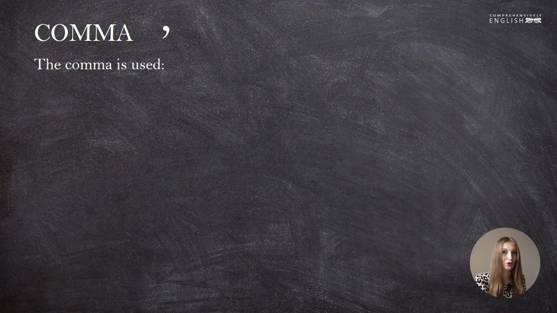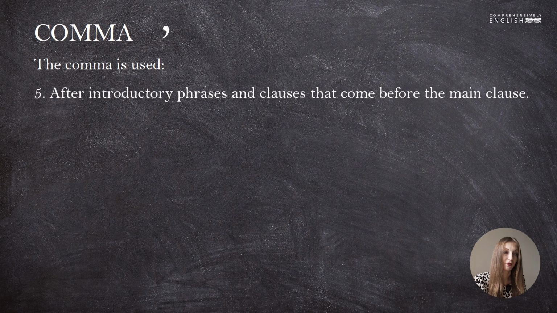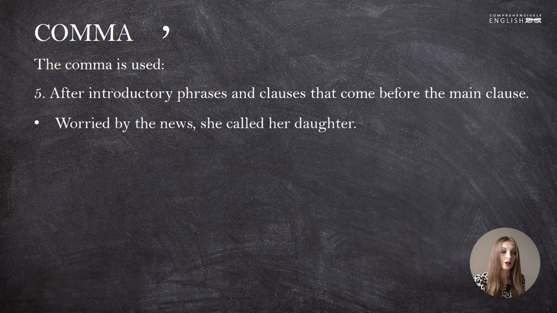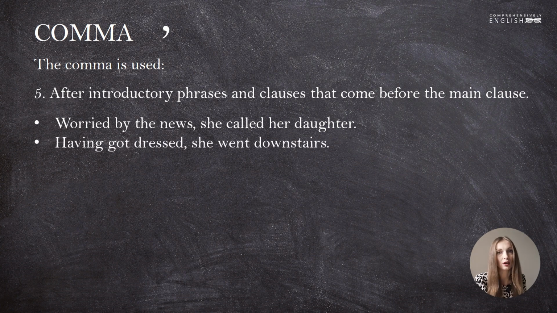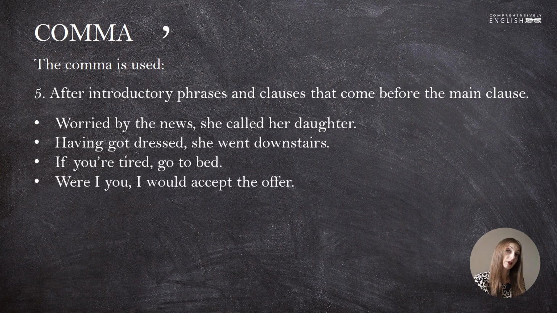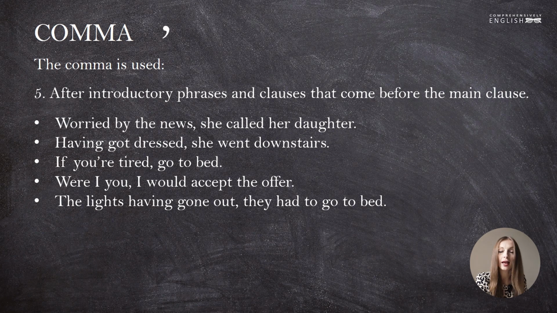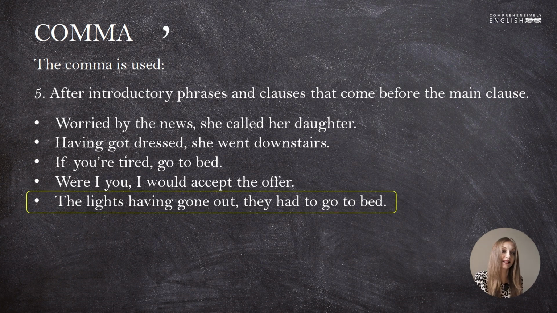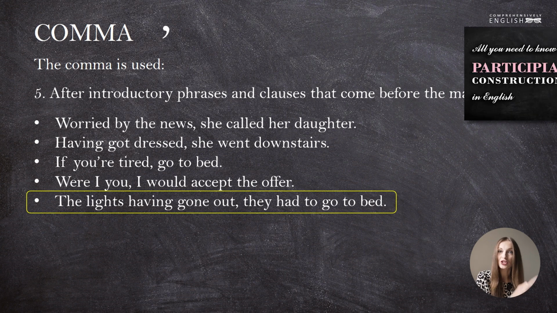The next place where we should use the comma is after introductory phrases and clauses that come before the main clause. Let's see. "Worried by the news, she called her daughter." "Having got dressed, she went downstairs." "If you're tired, go to bed." "Where you are, I would accept the offer." "The lights having gone out, they had to go to bed." So you see, whatever introductory clause or phrase we have, if it goes before our main clause, we should separate it. By the way, what is the construction that is used in the last sentence here, the lights having gone out? If you don't know what it is, you can check this video.